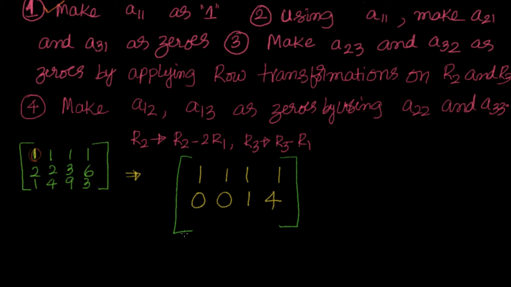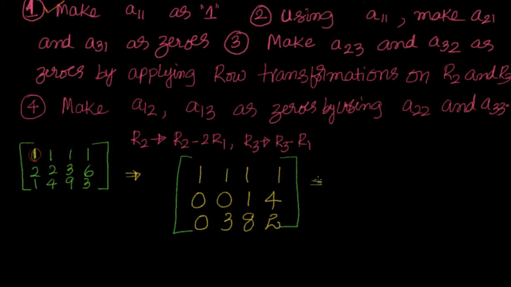Okay, right. Now what else do you want? I want R3 minus R1. If I do 1 minus 1, it is 0. Similarly, 4 minus 1 is 3, and 9 minus 1 is 8. R3 minus R1, that's nothing but 9 minus 1 is 8 and 3 minus 1 equal to 2. Okay. Now you can see here you got 0, 0, 1 and 4.